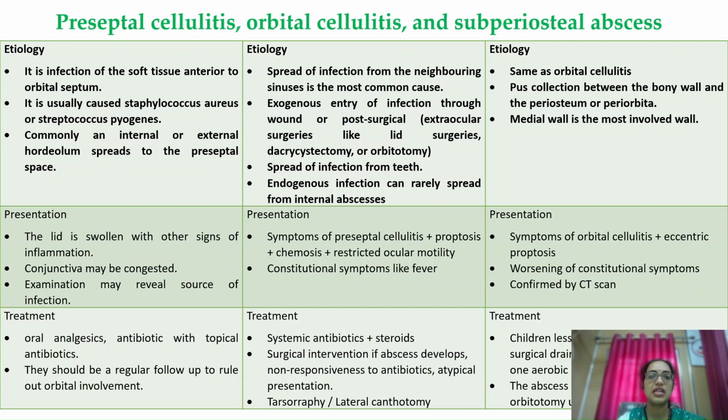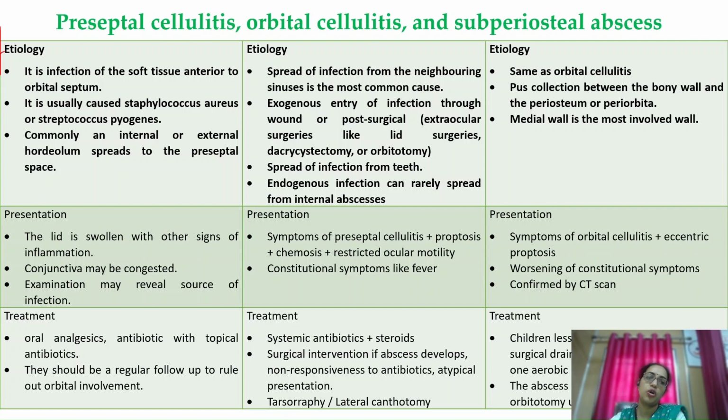Now let's understand the differences between preseptal cellulitis, orbital cellulitis and subperiosteal abscess. In preseptal cellulitis, in the first column that you see, the etiology is infection of the soft tissue, usually caused by Staphylococcus aureus or Streptococcus pyogenes. So commonly there can be an internal hordeolum or external hordeolum that spreads to the preseptal space. So this is an innocuous condition and it can be treated easily.